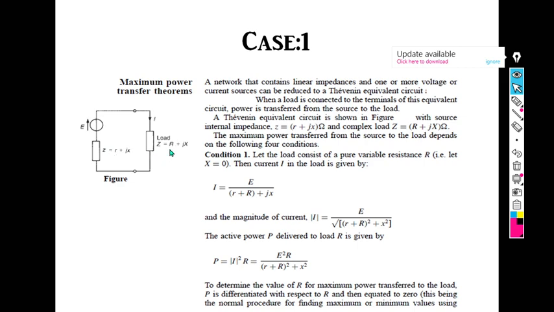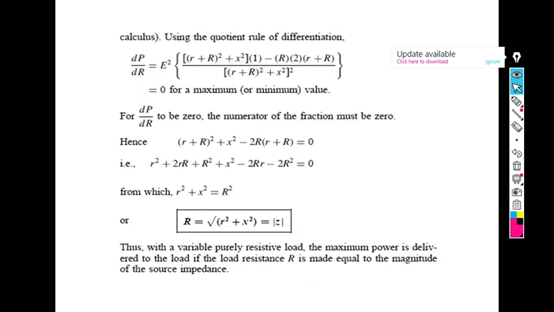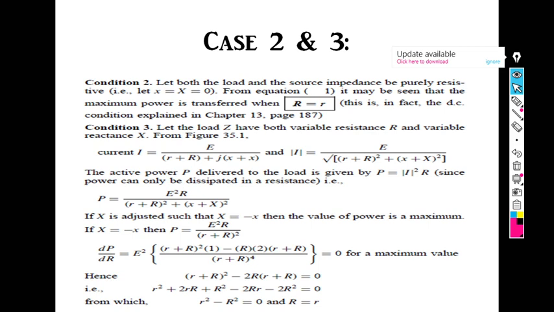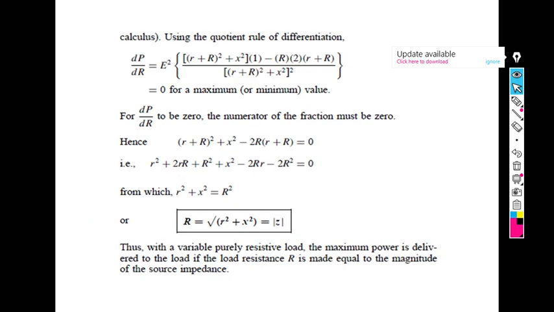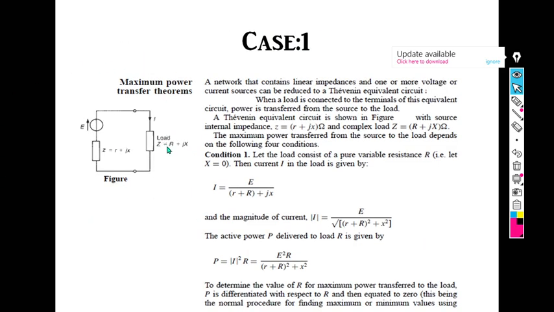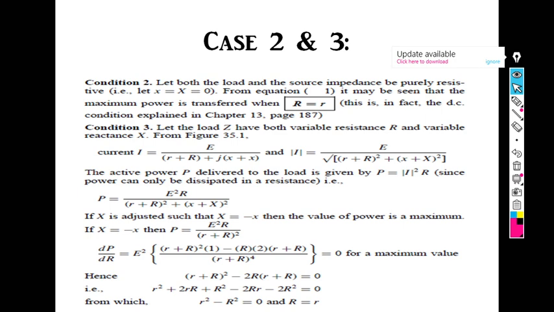So R_TH is equal to R_L, it is known to you. So the second case is over. Now the third case: both variable resistance and variable reactance. That means this R is variable, and this X is also variable, if we consider.